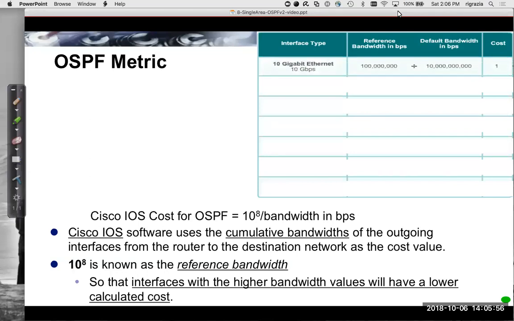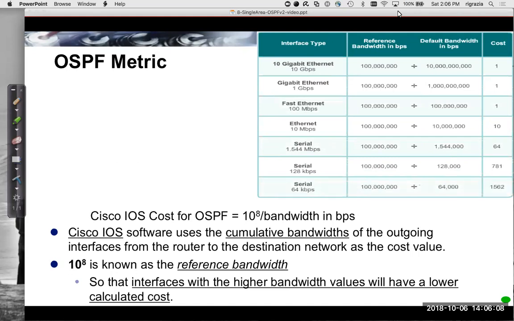All right, so if we look at this table here, and we take our 100 million divided by the bandwidth in bits per second, okay, we get some cost values. Now these may look kind of strange, the first 3, because they all have a cost of 1. That's because our reference bandwidth is 100 million. 100 million divided by a value, well, we can't have less than 1. So gigabit and 10 gigabit get a cost of 1. But we're going to talk about that in a moment.